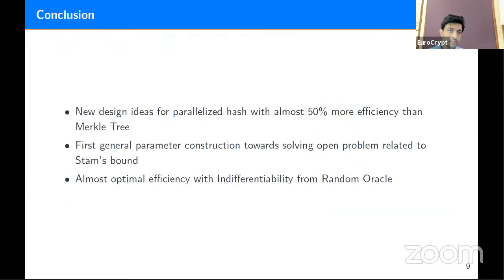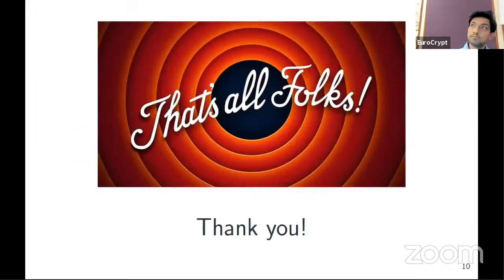So to conclude, this work introduces new ideas for the construction of parallelizable hash, which can absorb more messages than Merkle trees. And this is the first generalized construction towards solving the open problem of matching the Stam bound. And the optimal case in terms of security is achieved with the assumption of a random oracle. So that's all. Thank you very much.